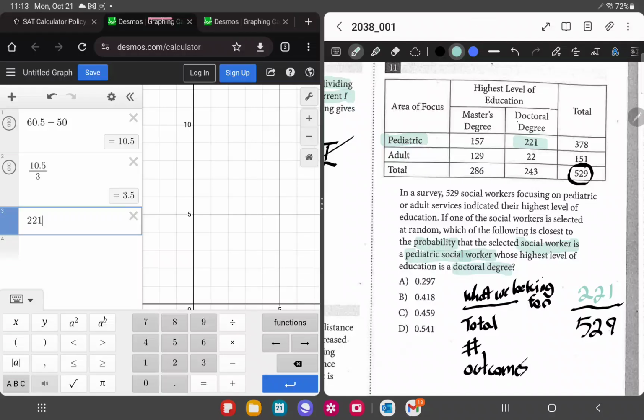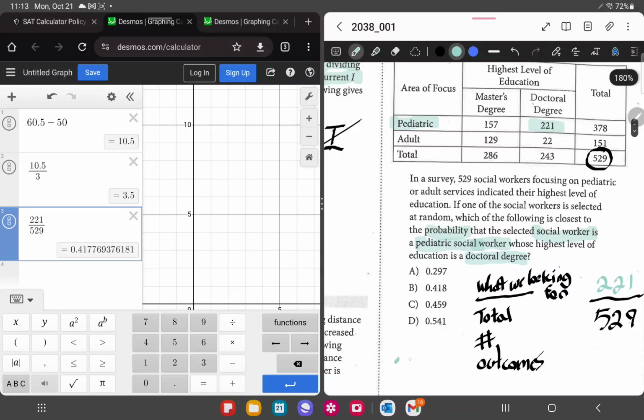Now, let's go to the calculator. 221 divided by 529. And which one looks like my answer? Well, we're going to have to round to the third decimal spot because that's what they're doing here. So my answer for this one should be 0.418. Okay, so as you can see, my answer is B. That is the probability of me picking a pediatric social worker who also has a doctorate out of the survey.